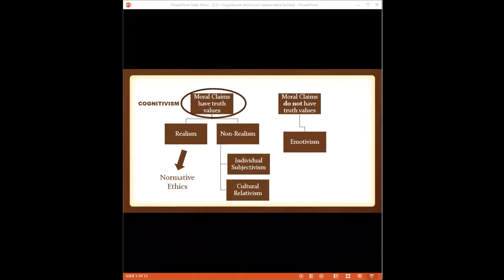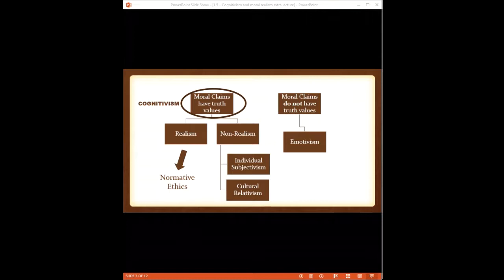Another view alongside realism is going to be non-realism, and we're going to look at a couple of these theories, I guess maybe later on this week or so. The idea here is that indeed moral claims have truth values, so it's a branch of cognitivism. But what non-realists are going to say is that what gives moral claims their truth values has nothing to do with reality, that is, the universal absolute reality of the world. Either individual people subjectively create their own moral truths, or their moral truths come out of the culture or the society in which they live, and so that's what makes them true.